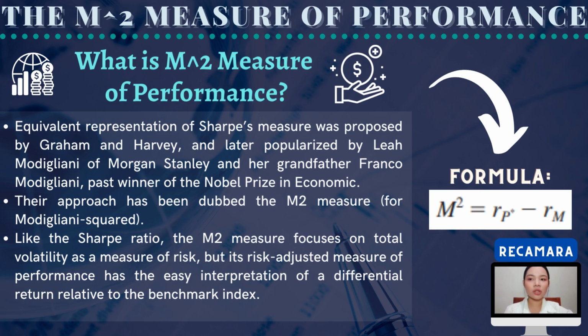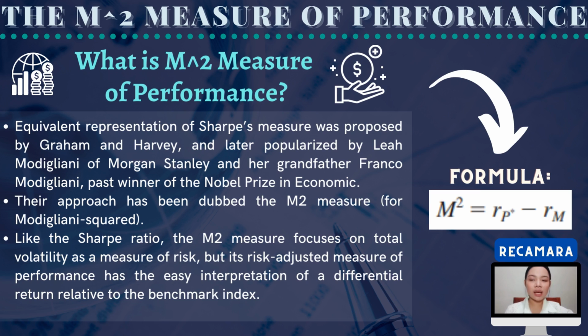To compute the M-squared measure, we imagine that a managed portfolio or P is mixed with a position in T-bills so that the complete or adjusted portfolio matches the volatility of a market index such as the S&P 500. For example, if the managed portfolio has 1.5 times the standard deviation of the index, the adjusted portfolio would be 2/3 invested in the managed portfolio and 1/3 invested in bills. The adjusted portfolio would then have the same standard deviation as the index.